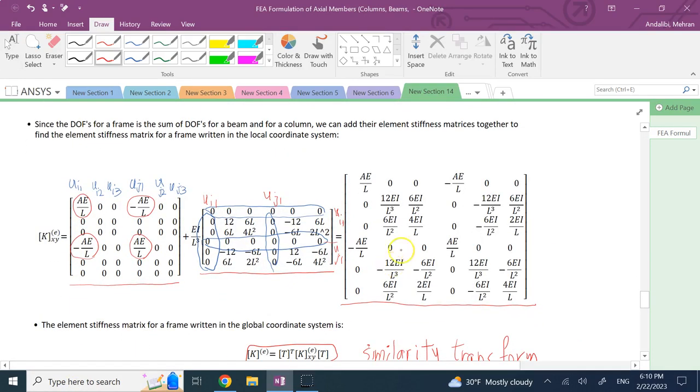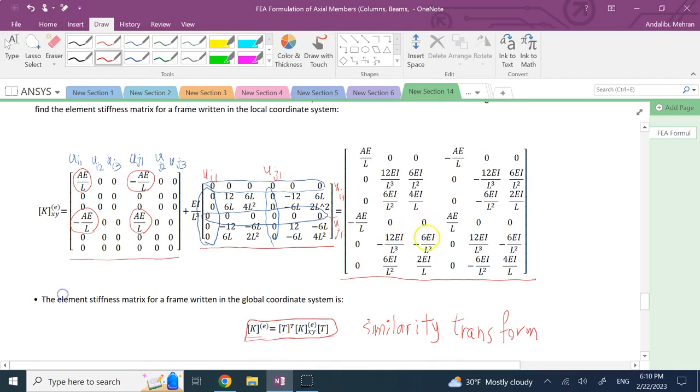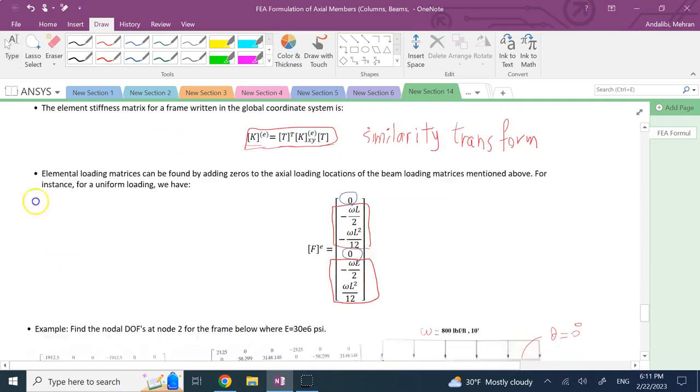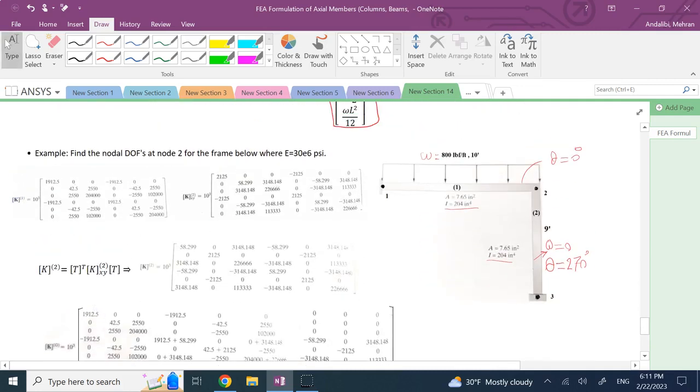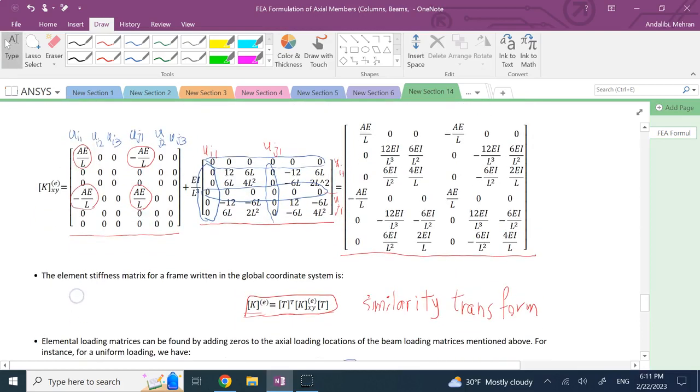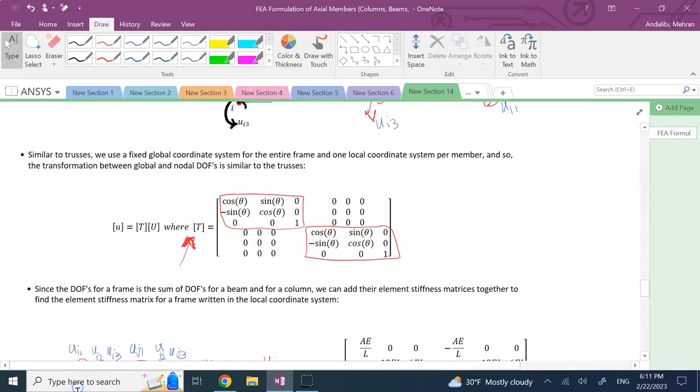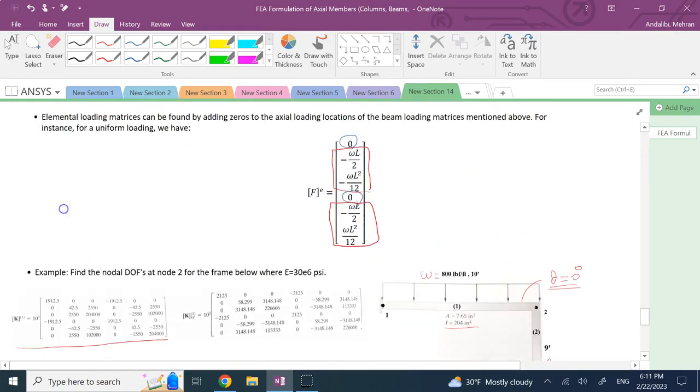So if we do that and calculate this local K, and then the transpose of T left multiplied and T itself right multiplied, you get the global Ks for elements 1 and 2. Now for element 1, the global and the local are the same. Why? Because theta is 0. So once you calculate the local, no need to pre and post multiply by T transpose and T, because T is going to be an identity matrix in this case for element 1.